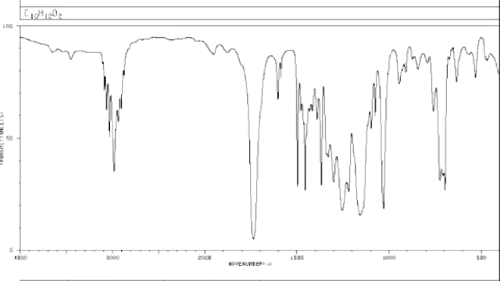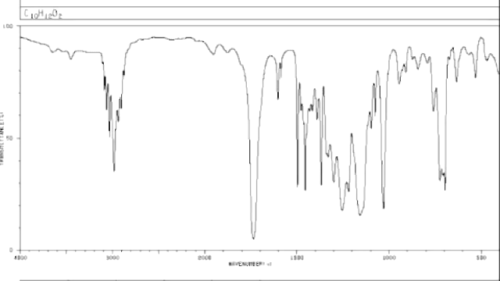Okay, so let's look at a little bit more complex molecule here. Here we see a molecule with a C double bond O stretch at 1720, but if we look at 1600, we see some weak, sharp peaks. That tells me there's C double bond C in this molecule.